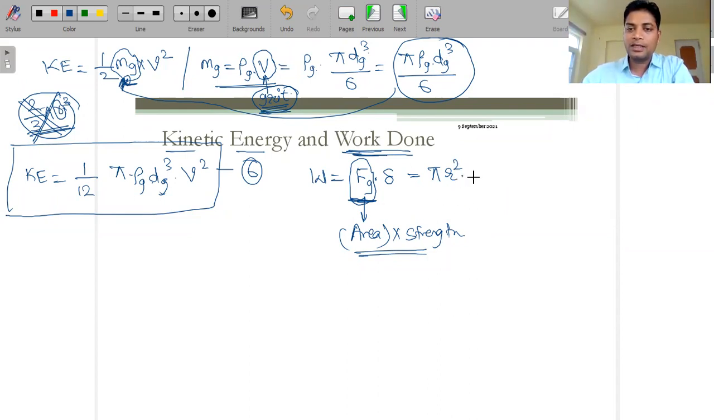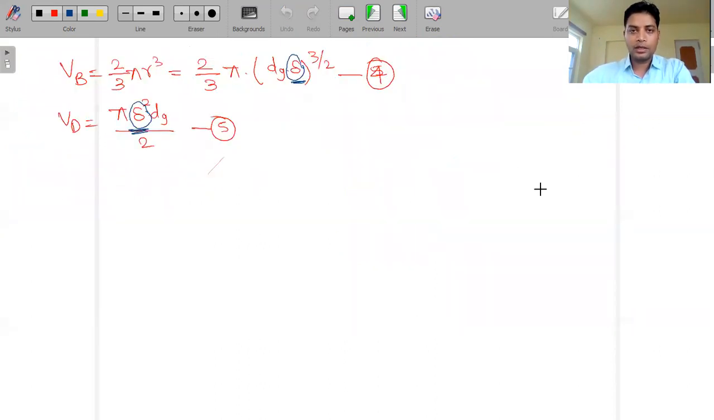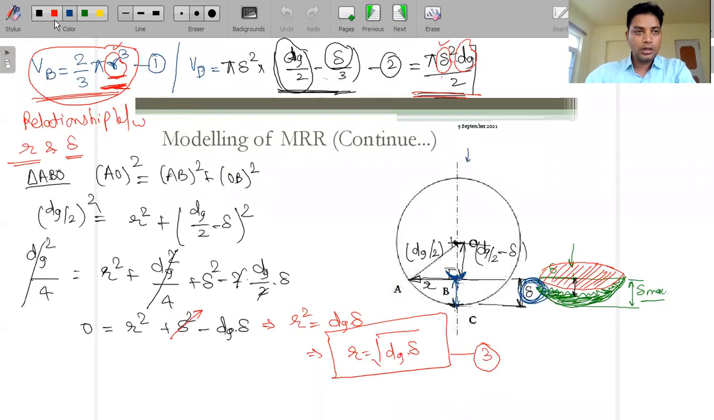So strength I am considering either we can represent by the sigma, but here in standard book it is mentioned that h. So h is nothing but the hardness we are considering, because of the brittle fracture only the material is removed. Okay, so at that time we consider the hardness, so that's why we are writing h into delta.